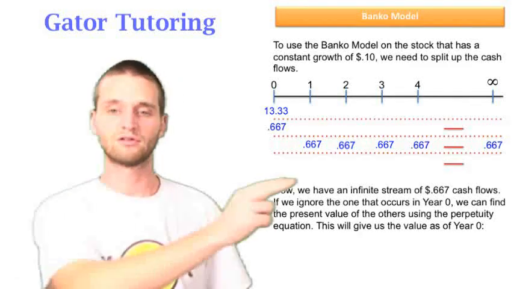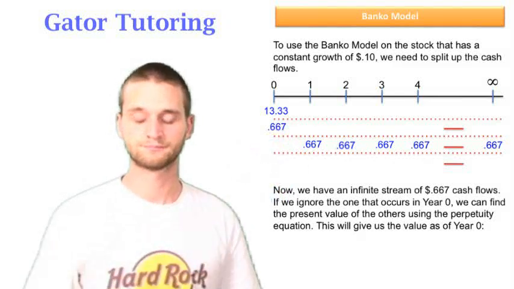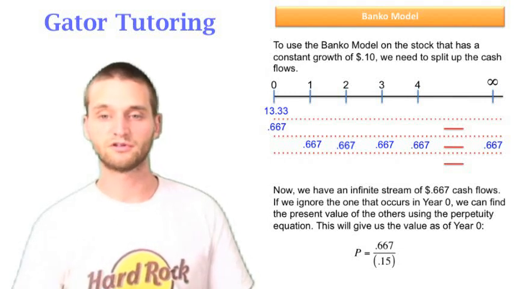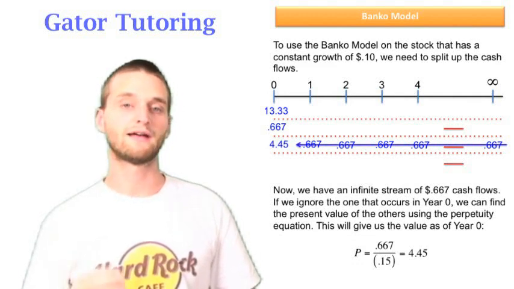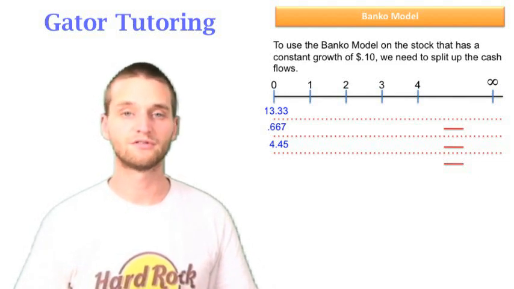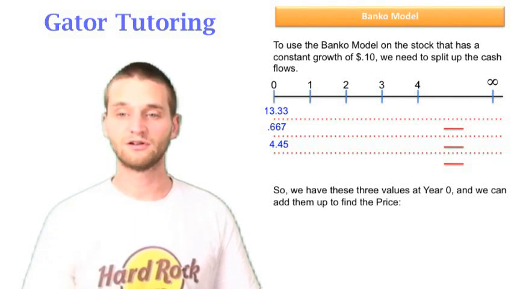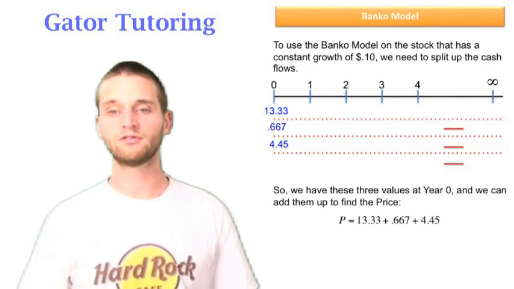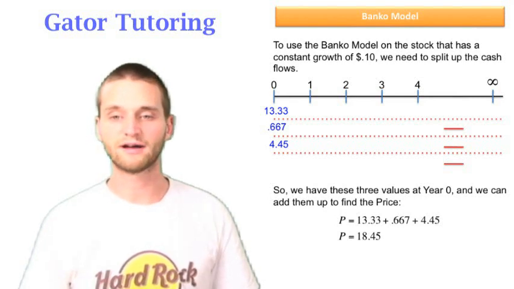And again, this will give us this value evaluated as of year 0, since that's one period before this first cash flow. So we use the equation, we take the 0.667 divided by the same discount rate of 15%, and that gives us a present value of $4.45. Again, that's as of year 0. So now we've boiled down all the cash flows to these three numbers, all of which are in year 0. So we have these three values in year 0, and we can add them up to find price. So the $13.33 plus the 0.667 plus $4.45 gives us a price of $18.45.